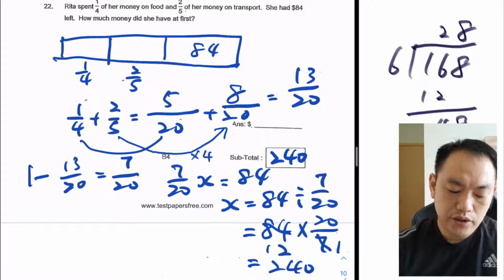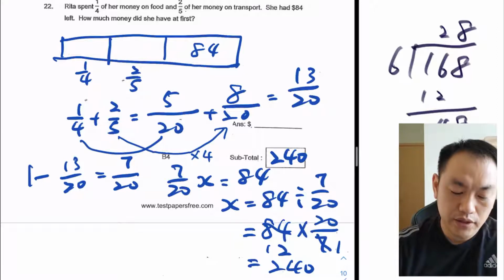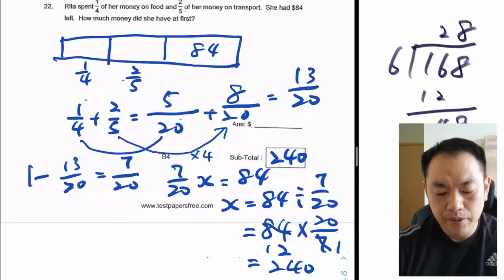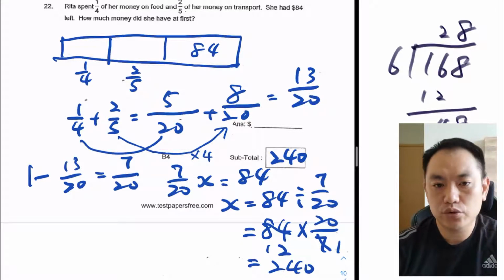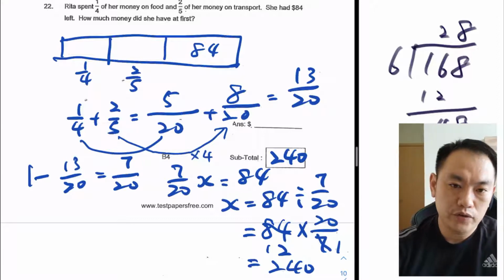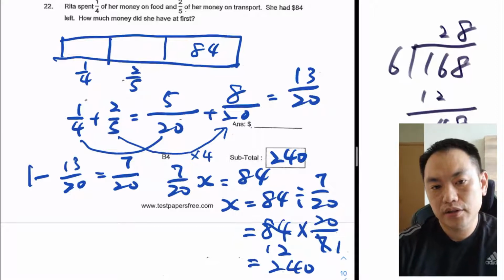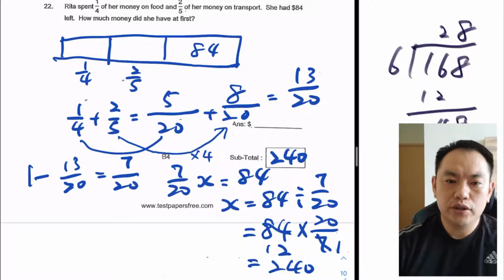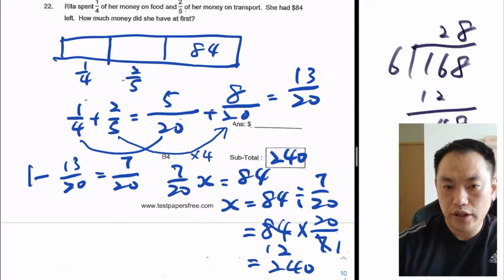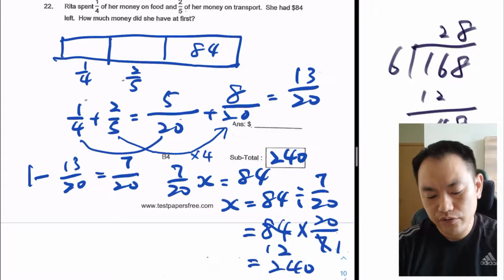So the total money she has in the beginning is 240. Okay, so the tricky part here is you need to read the question. She spent 1/4 of the money, and then she spent 2/5 of the money, not from the remainder, but from the same amount of money. So you can find out how much money she actually spent. 1/4 plus 2/5 equals 13 over 20. So 13 over 20 she spent, then the remaining is 1 minus 13 over 20, which is 7 over 20, and then 7 over 20 of the total money equals 84, and the rest you just do the calculation of the fraction. Okay, so that will give you the answer of 240.